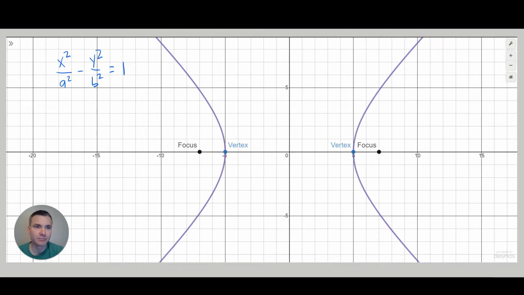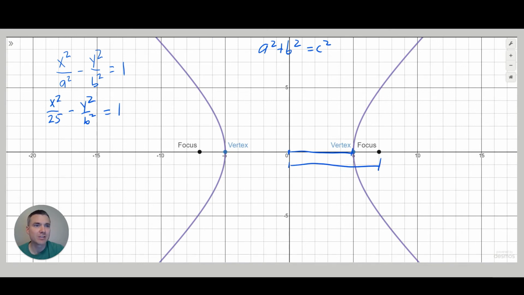Okay. Well, a is relatively easy to find because a is the distance from the center to the vertex. The distance is 5. So it's x squared over 25 minus y squared over b squared equals 1. Well, in order to find b, I need to use the fact that a squared plus b squared equals c squared, where c is the distance from the center to the focus.